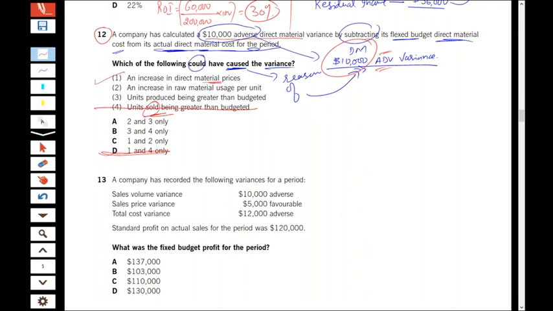Units produced being greater than the budget. Units produced greater than the budget. No. Yes, number two. Yes, you people gave me the right answer. An increase in the raw material usage per unit. And obviously, there are two variances. Number one is price variance, and number two is the usage variance. So both are the reasons, one and two, and option C. That's very good. I'm impressed with your answers.